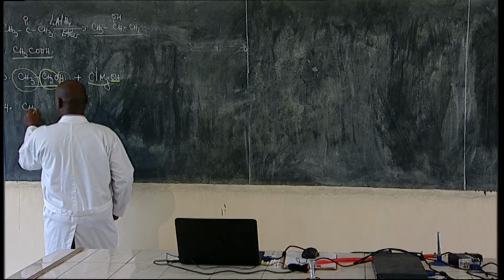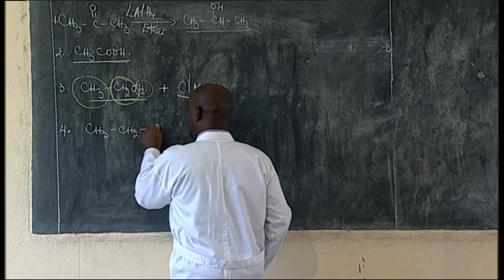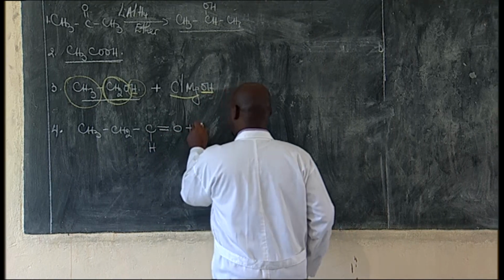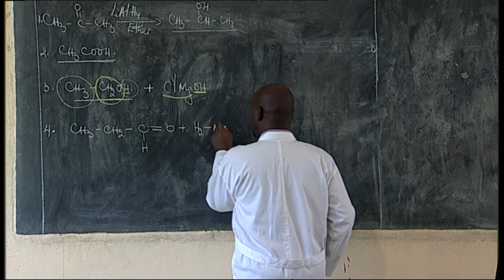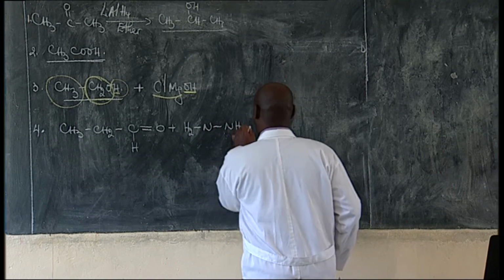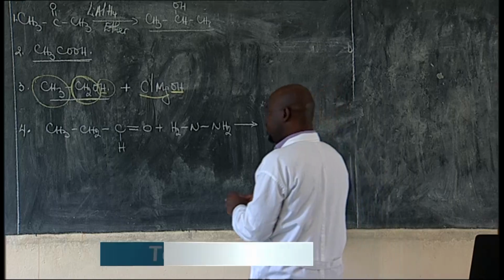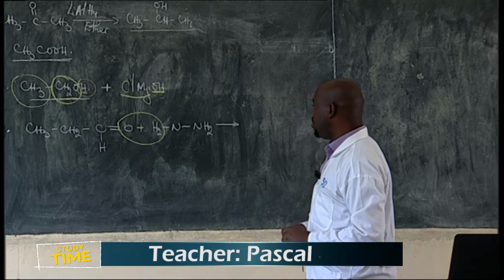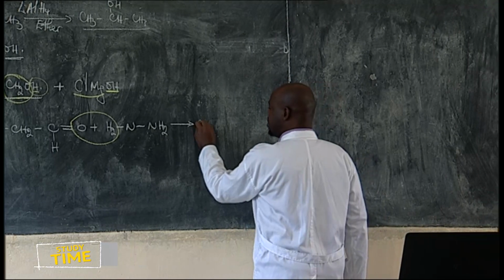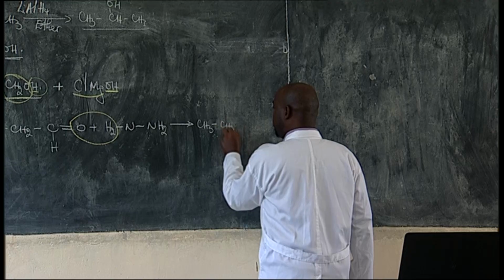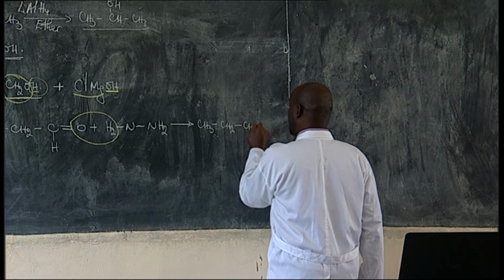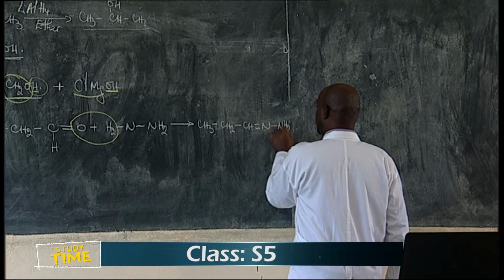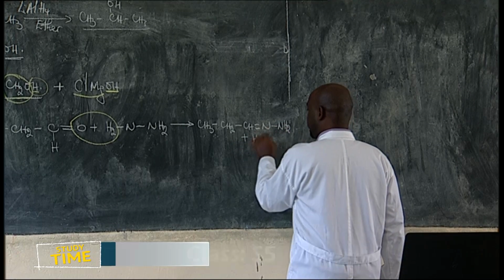We have CH3CH2. I will write it to help you remember what happens. And we add H2N-NH2, and I remember it very well. We did it like this. And we eliminate a water molecule to get this product, CH3CH2CH=N-NH2 plus H2O.